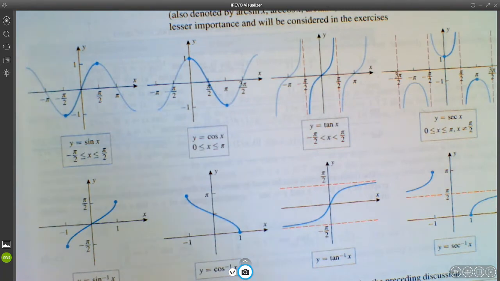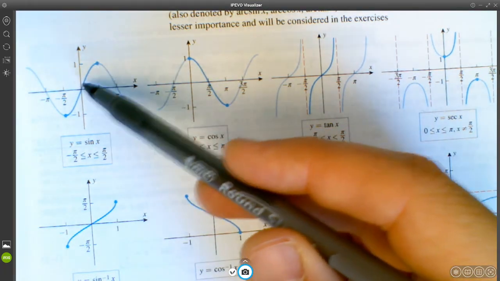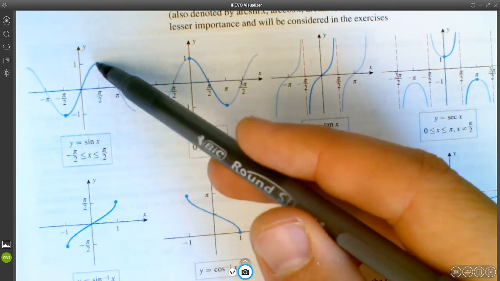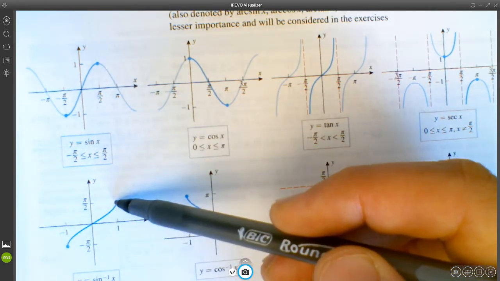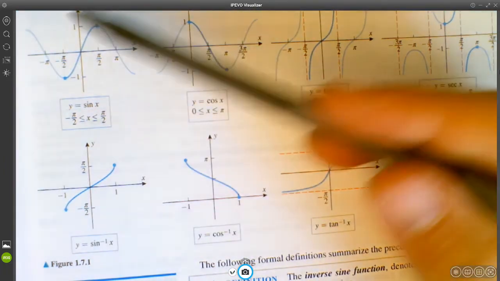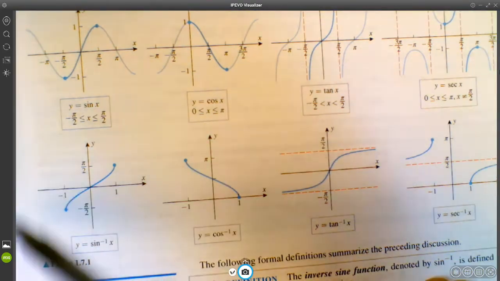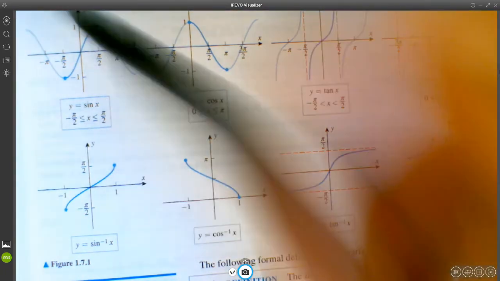Now, the inverse of each of these functions occurs when we take the points that are on the original and swap the coordinates. So the point pi over 2, 1 is on the graph of sine, but what that means is that 1, pi over 2 is on the graph of sine inverse. Okay? So up here you have the original trig functions, and then down here you have their corresponding inverses.